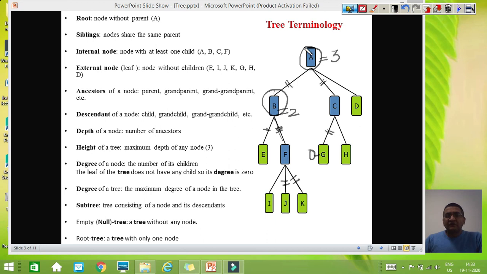The height of the tree is actually the height of the root. So whenever it is asked what is the height of the tree, you need to simply look at the height of the root, and that defines the height of the tree.